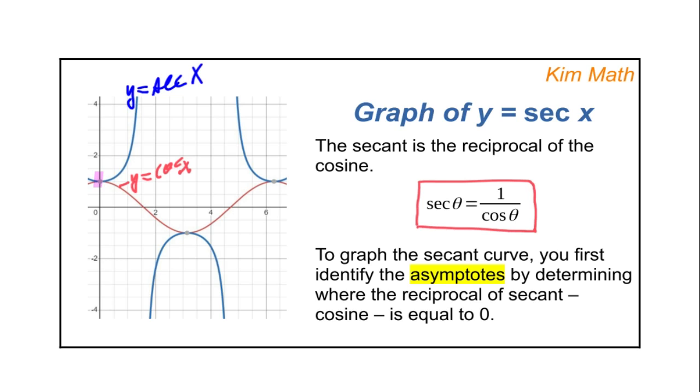Think of this point. When x is 0, cosine 0 is 1. So the reciprocal of 1 is 1, which means the cosine x graph and the secant x graph have the same point when x is 0, or the function value is 1. And this happens again here and again here. Okay?